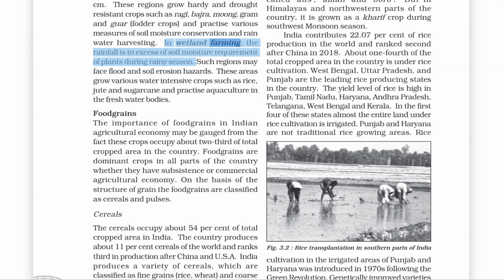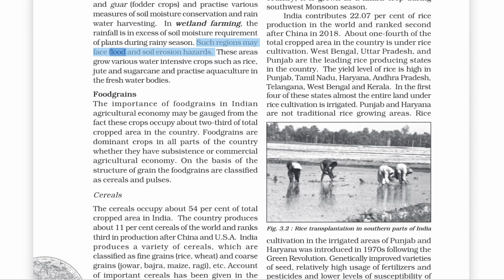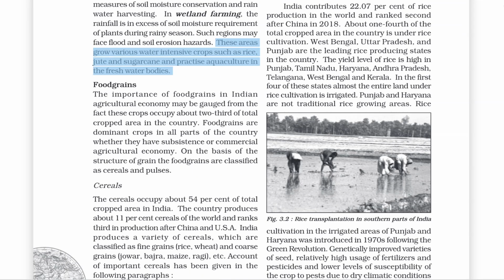In wetland farming, the rainfall is in excess of soil moisture requirement of plants during rainy season. Such regions may face flood and soil erosion hazards. These areas grow various water-intensive crops such as rice, jute and sugarcane and practice aquaculture in the fresh water bodies.